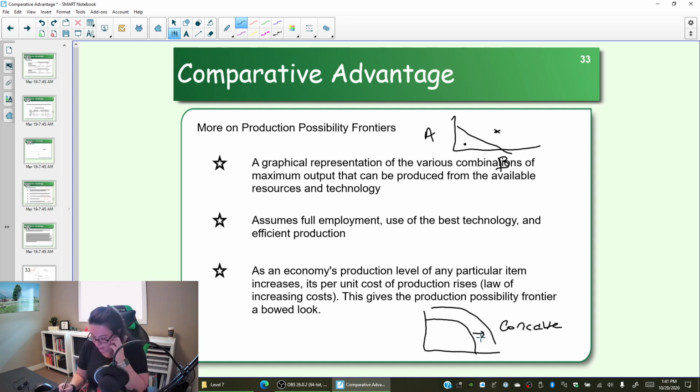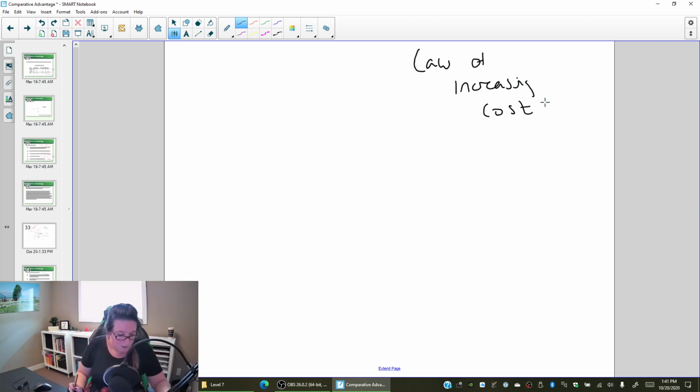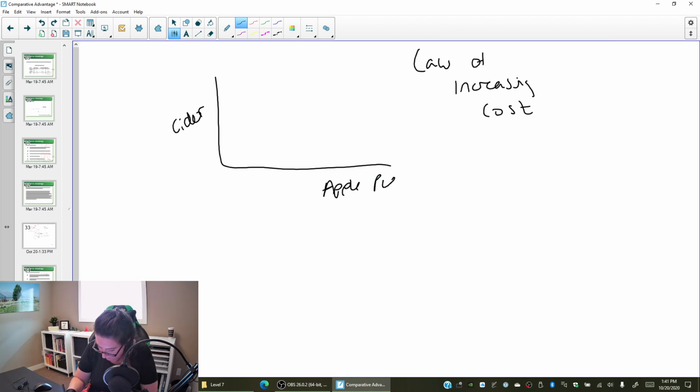So let's dig more into this concave shape. This concave shape has to do with what is called the law of increasing cost. So let's just walk through an example of that. Let's suppose that you have an apple orchard and you like to take your apples and turn them into cider, or you make apple pie. Now, you only have so many apples. You have a finite number of resources.